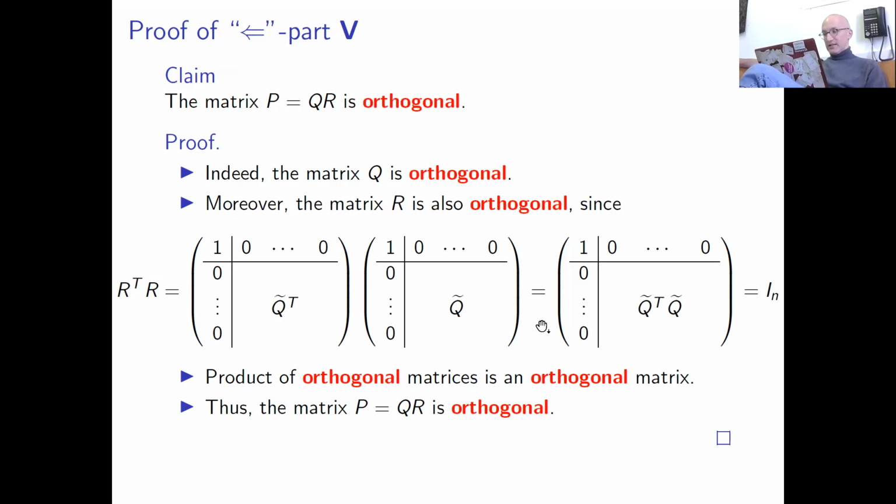So our matrix P is orthogonal because R is orthogonal, Q is orthogonal, and we proved in the previous part of this lecture that the product of orthogonal matrices is an orthogonal matrix.